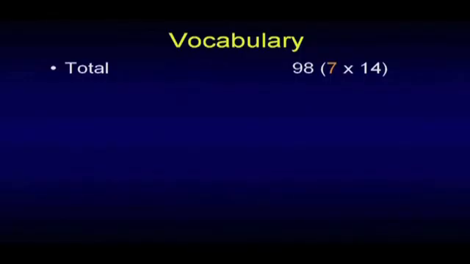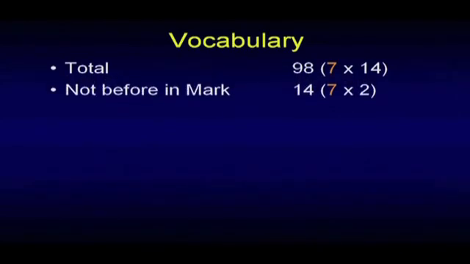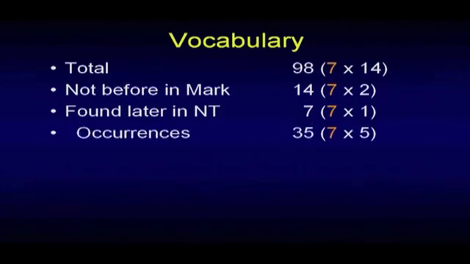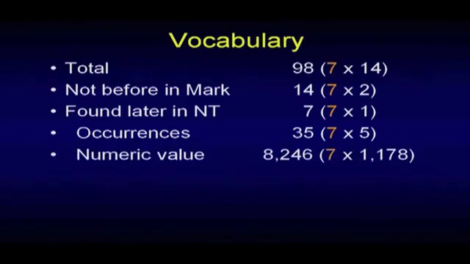Can you imagine Panin, when he was discovering this, he must have had chills down his back, because this is just too impossible to have happened by accident. Let's go further. The vocabulary I said was 98 words. The ones 14 not used before in Mark, 7 that you found later in the New Testament. There are 35 occurrences of these things. The numerical value is also, all these are multiples of 7 exactly.